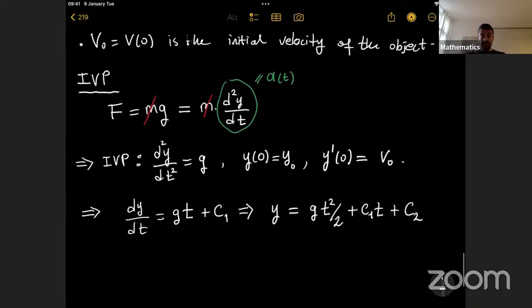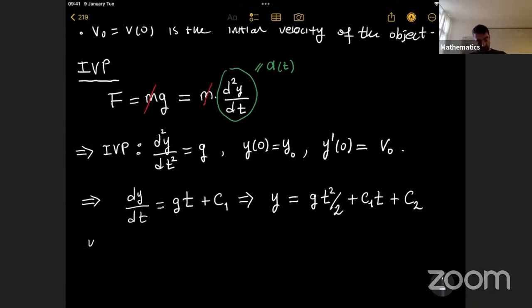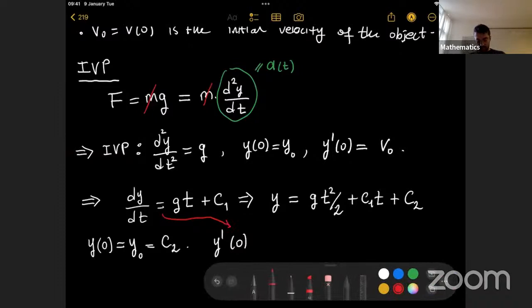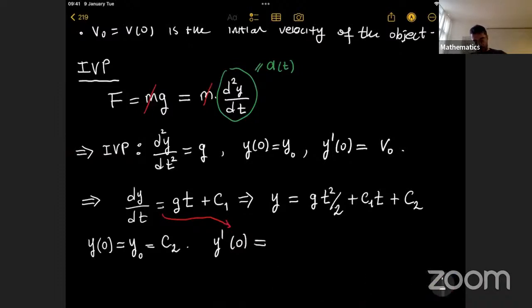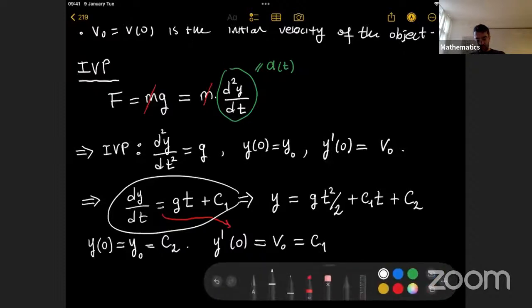So what are c1 and c2? Well, y0 is equal to y sub 0. When t is equal to 0, it becomes c2. So we get that c2 is equal to y0. What about y prime? Y prime 0, here we can use this one. So y prime 0 is equal to, on the one side, v0, the initial velocity. And from the equation here, it's basically 0 plus c1. So we get that c1 is equal to v sub 0.